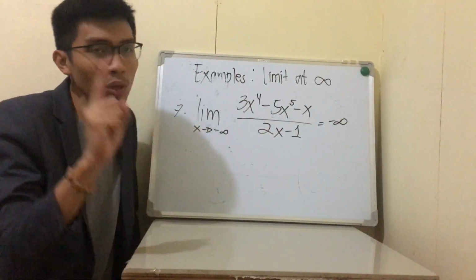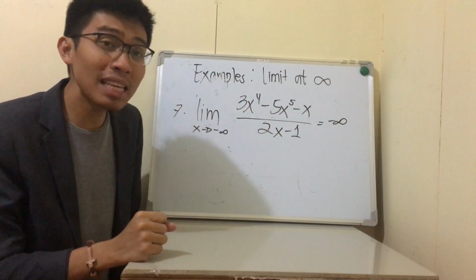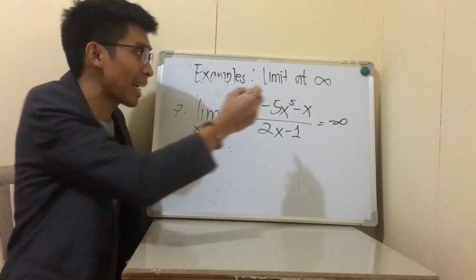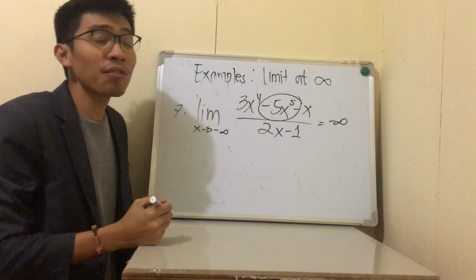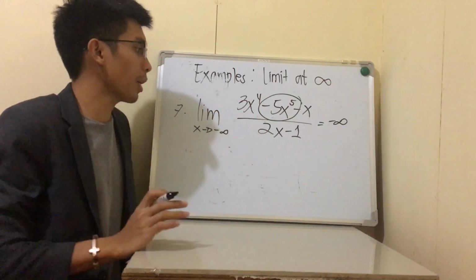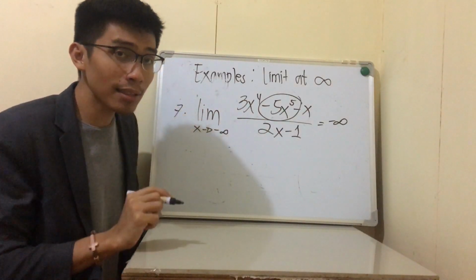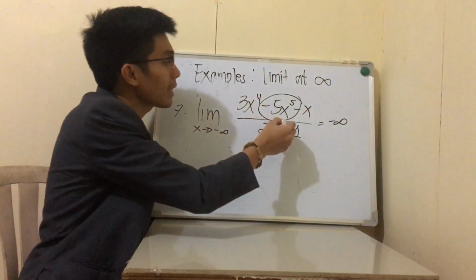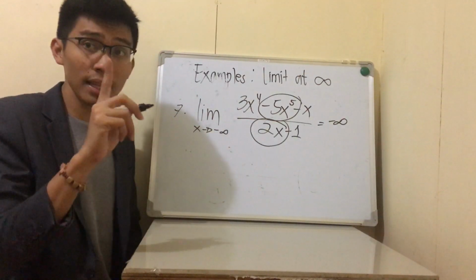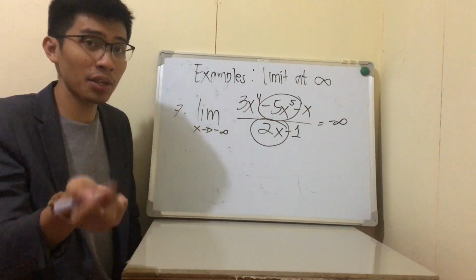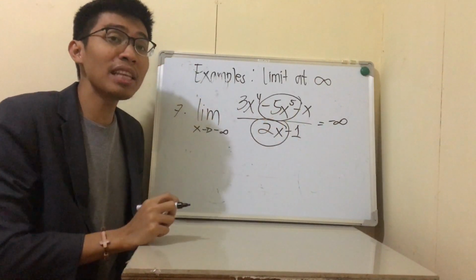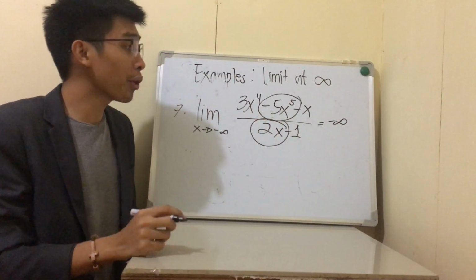Same thing. You have to locate which one is your leading coefficient. Which is the leading coefficient in your numerator? Okay, very good. That is negative 5x^5, because x^5 is the highest degree among the other terms in the numerator. For the denominator, what is the highest degree or the leading coefficient? Obviously, that is 2x. After you find your leading coefficient, you have to compare the degrees. And obviously, the numerator, which is 5, is greater than the denominator. What are you going to do?